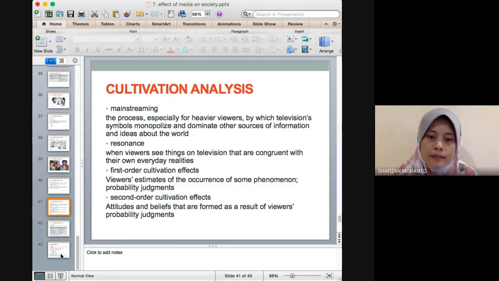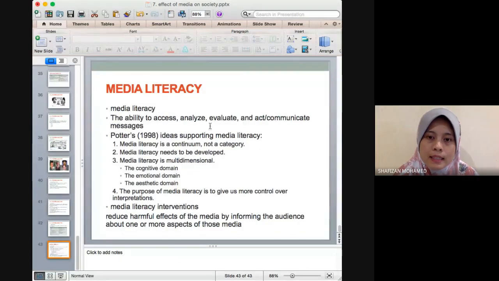Alright, lastly, media literacy. This theory is saying that all of these things we said just now, cultivation, media intrusion, that media effects on society can be controlled, can be managed if people are given media literacy: the ability to access, analyze, evaluate, and act according to the messages you get from the media.